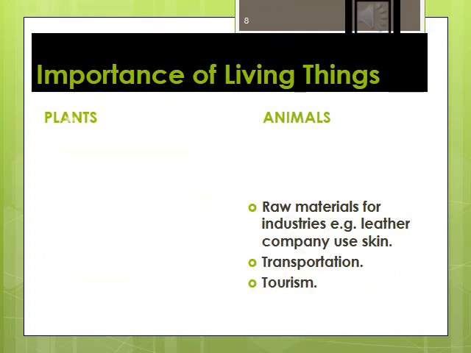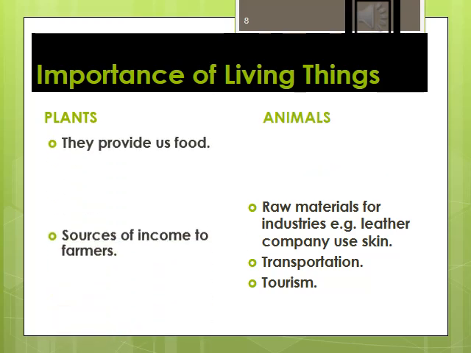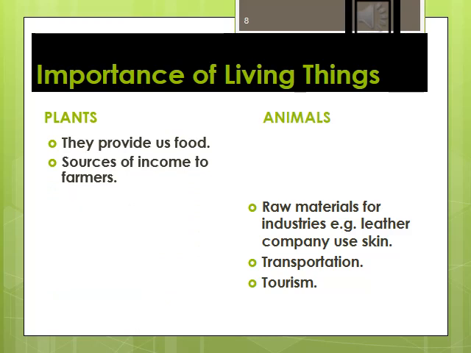Let us look at the importance of living things. By this we are referring to the importance of both plants and animals. First of all, let's look at plants. Importance of plants. 1. They provide us with food. 2. They are sources of income to farmers. 3. They serve as raw materials in industries, for instance, industries like textile.